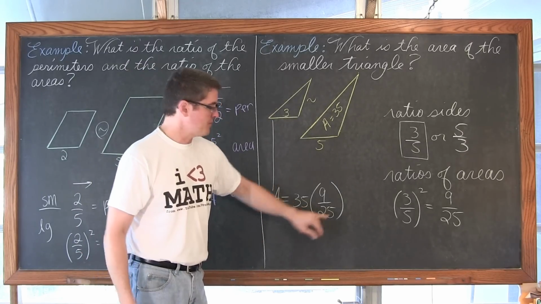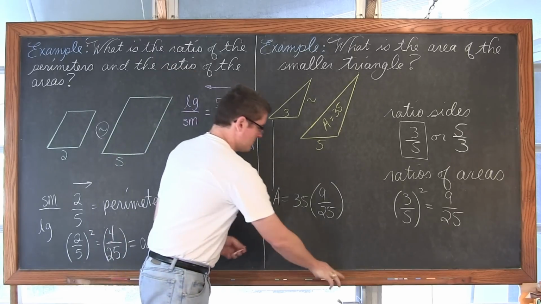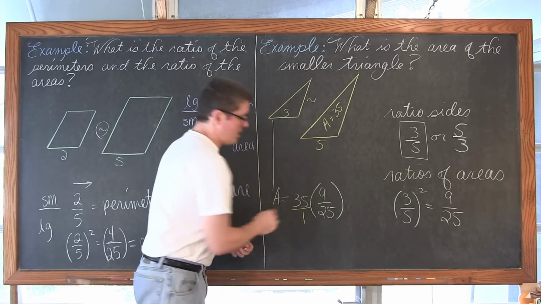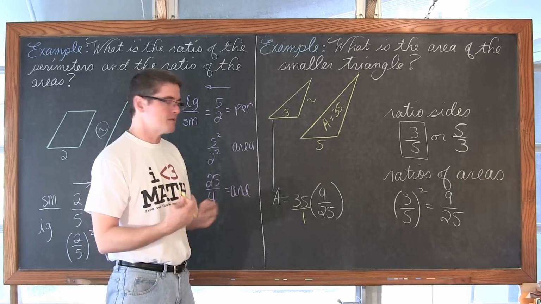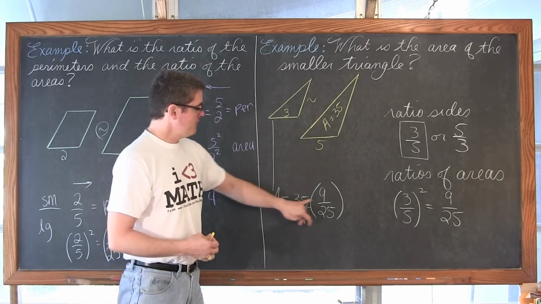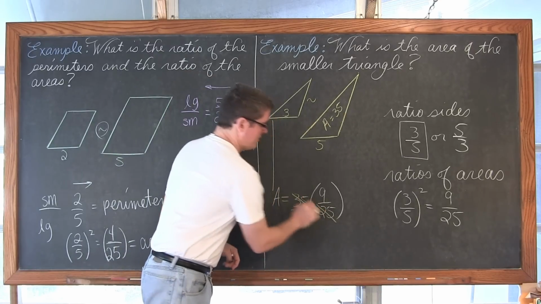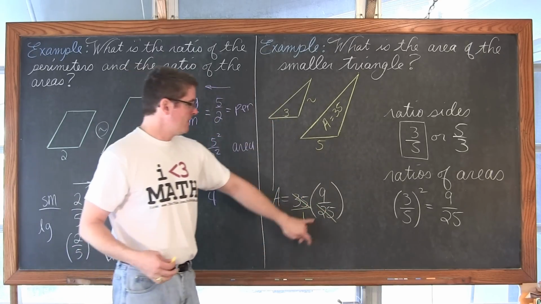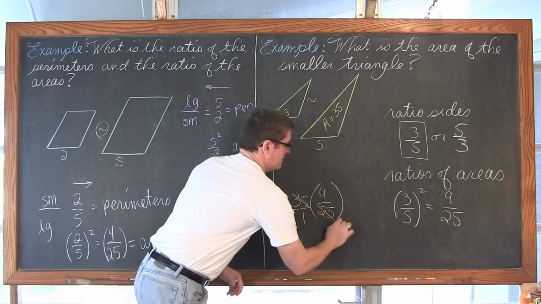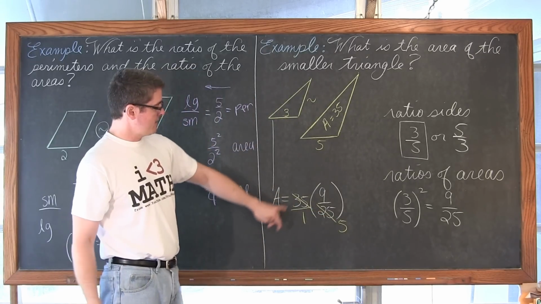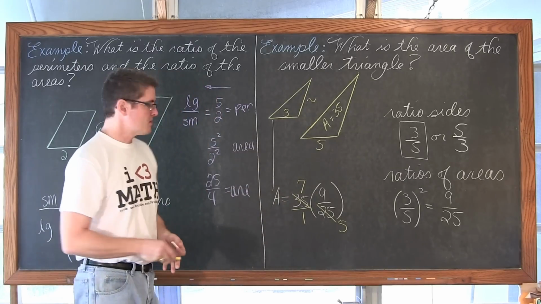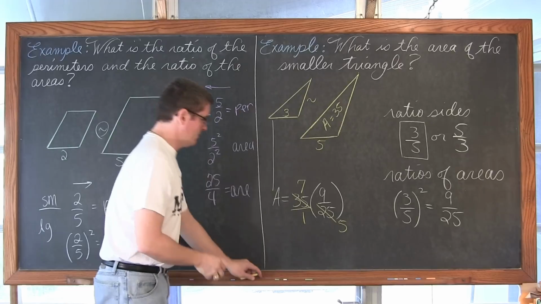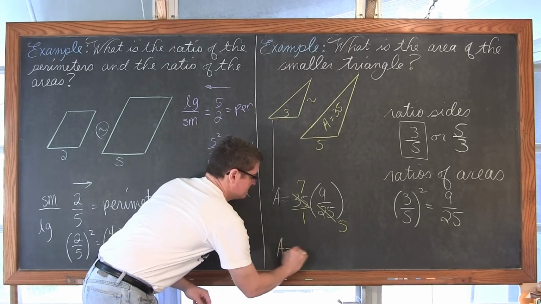35 and 25 are both divisible by 5. So if I go ahead and put this over 1 and reduce this multiplication before I try and actually do it, because I'm going to attempt to do it in my head, 35 and 25, both of these numbers are divisible by 5. 25 divided by 5 is 5, and 35 divided by 5 is 7. So the area of the smaller triangle is going to be set.